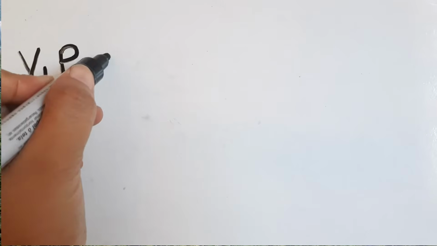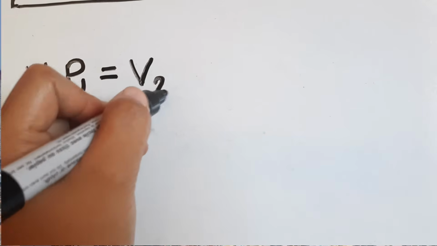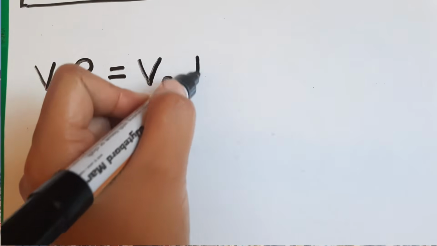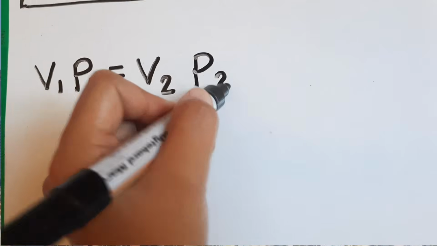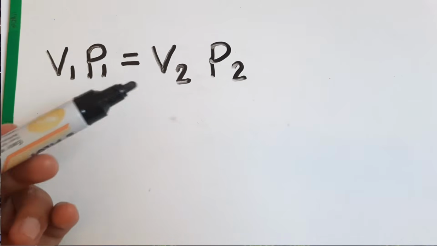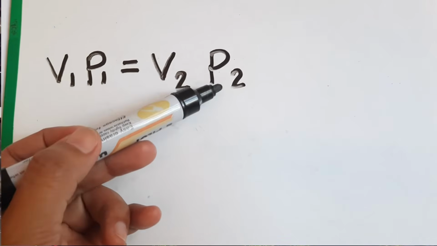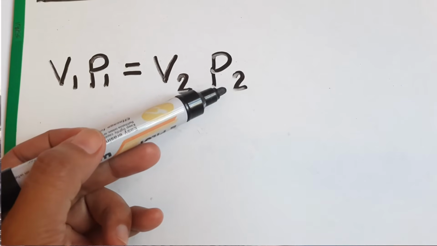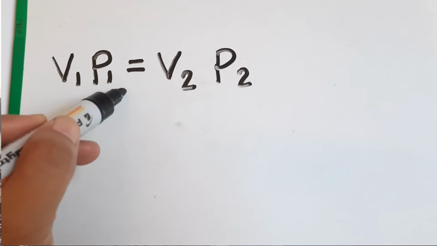Next, we are going to find the value of V2. Again, we should write the equation for Boyle's law first. So, V1 times P1 is equal to V2 times P2. Since we are looking for the value of V2, let us divide both sides of the equation by P2.